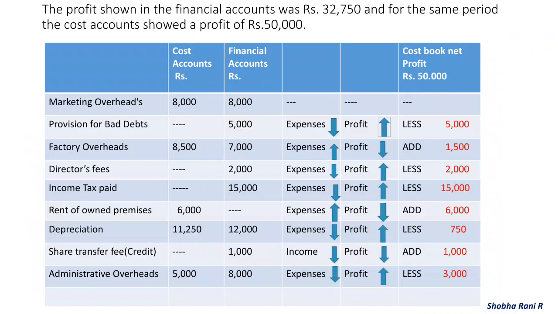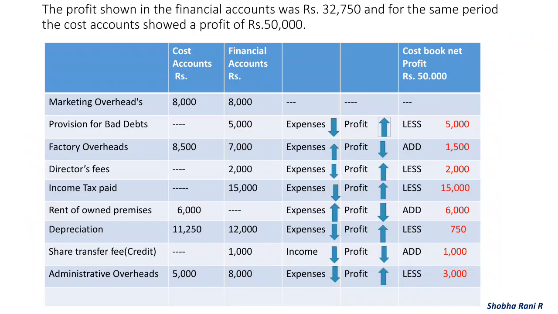Provision for bad debts. It is an expense amounting to rupees 5,000 not recorded in cost accounts. This will have the effect of increasing profit as per cost book. Thus, in order to reconcile this amount of rupees 5,000 should be deducted from the costing profit. In simple words, expenses decreases, the profit increases, hence it has to be subtracted from cost book net profit.